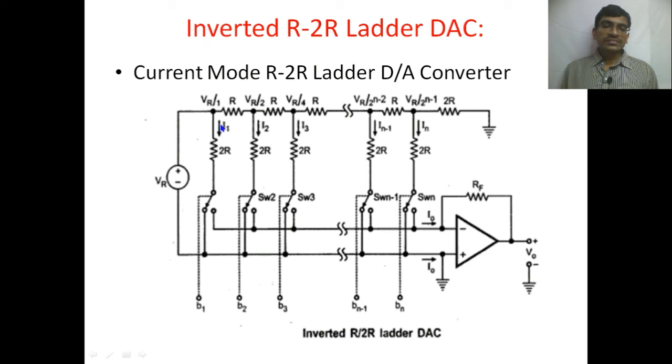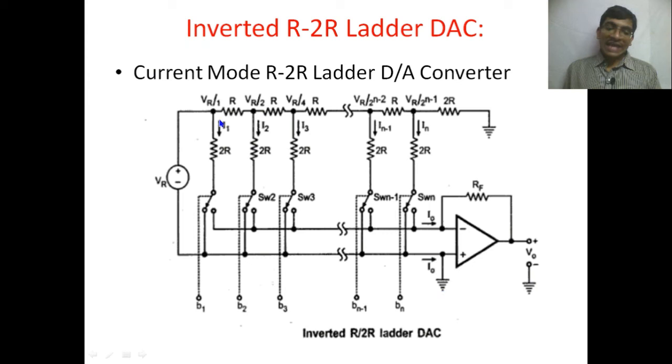So here I1, I2, I3 and so on, up to I(N minus 1) and IN are the different currents which enter the operational amplifier if the switch is closed. Just assume switch 1: if the bit B1 is equal to 1, then the switch will be closed to this side. So that's why the I1 current will enter the inverting terminal of our op amp, and if bit 1 is equal to 0, then the switch will be switched to the original ground terminal. Therefore the I1 current will flow to the ground.